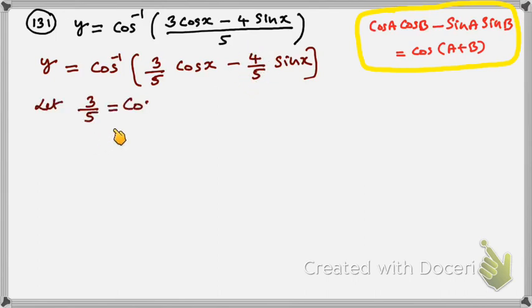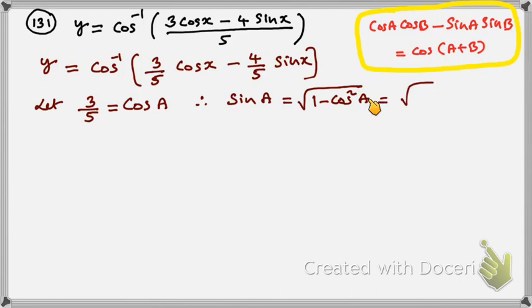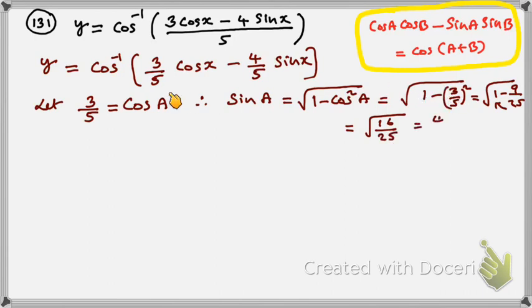So I'll say let 3 by 5 be equal to cos A, and therefore sin A would be root of 1 minus cos square A. 1 minus cos square A is sin square A, root of that is sin A. And then I know what cos A is. Cos A is 3 by 5. So 3 by 5 the whole square, which is 9 by 25. Take LCM. 25 minus 9 is 16 by 25. And root of 16 is 4. Root of 25 is 5. So if cos A is 3 by 5, then sin A is going to be 4 by 5.